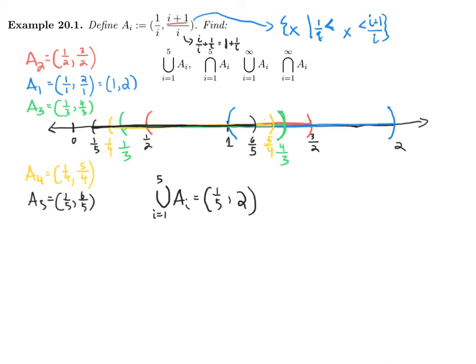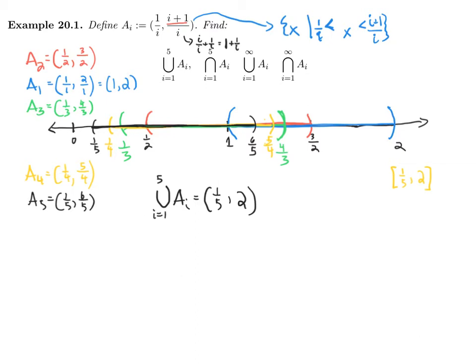If we did want to include the endpoints, I'm just going to draw these in, or maybe I'll make a note. If we did want to include the endpoints, we'd use square brackets. If we want to include the numbers 1/5 and 2, we would use square brackets. But this just means right up to 1/5, but not including it, and right up to 2, but not including it.